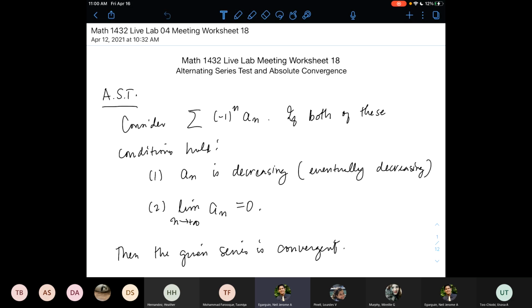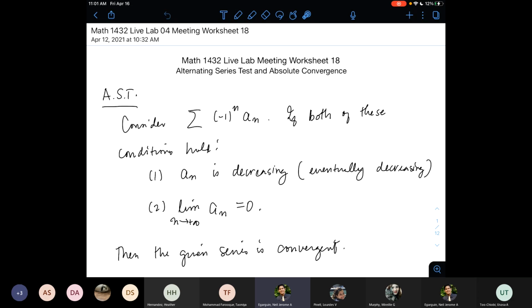So now let's start. Let me just recall what we did last time. Last time we were talking about the alternating series test and the test for absolute convergence. We said that there are two steps for the alternating series test. First, you need to take a look at the limit of the positive factor, right?